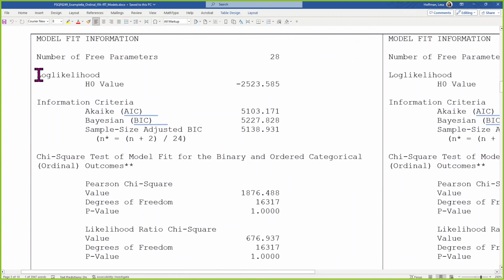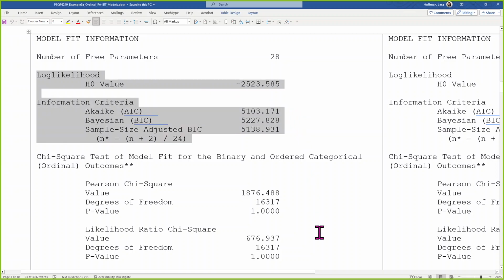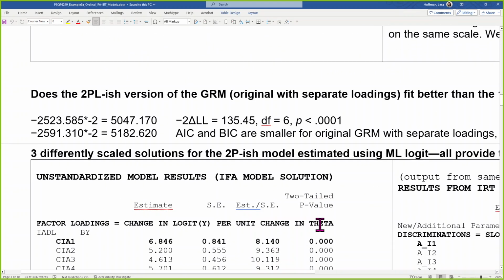This is all the model fit information that we have because we're using full information maximum likelihood. So we will not be able to tell whether or not the model actually fits with this. That's why the alternative estimator, WLSMV, we'll use at the end of this handout. But 2PL does fit better than 1PL. Different slopes for different items are needed.